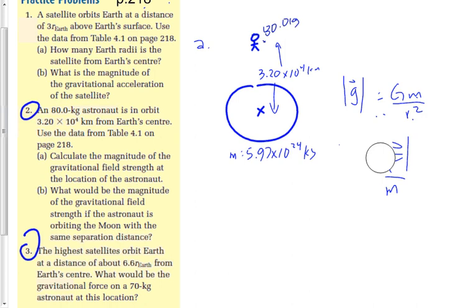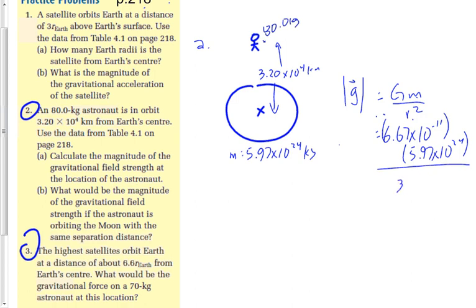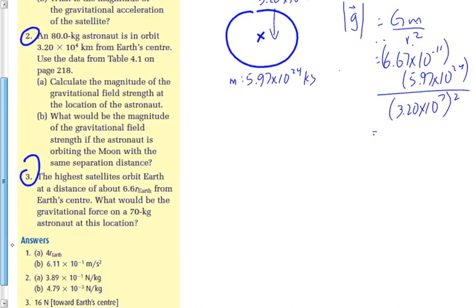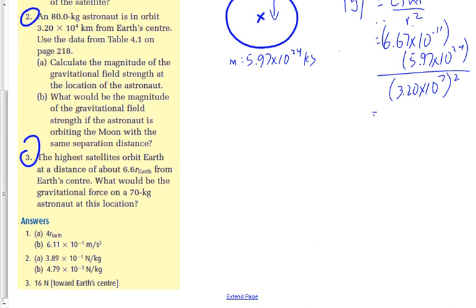So let's say 6.67 times 10 to the minus 11 times the mass of the Earth, divided by 3.20 times 10 to the, careful on this one, 3.20 times 10 to the 7. Good, because we're dealing with meters, not kilometers. We do the math there, and 2a works out to be 3.89 times 10 to the minus 1.